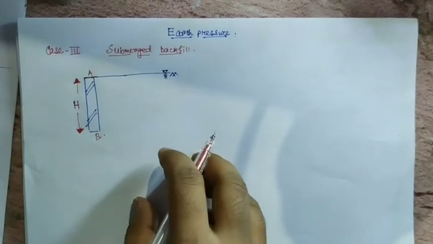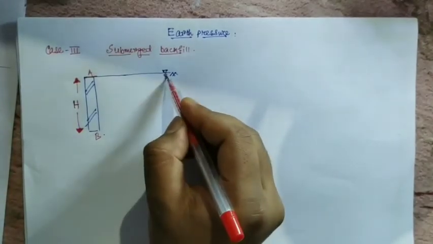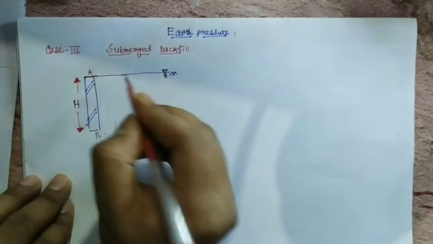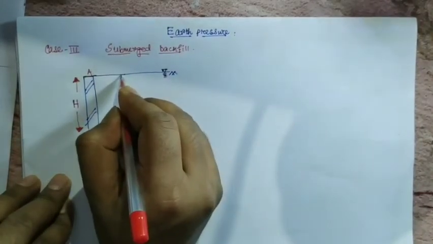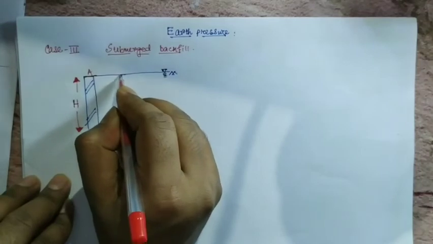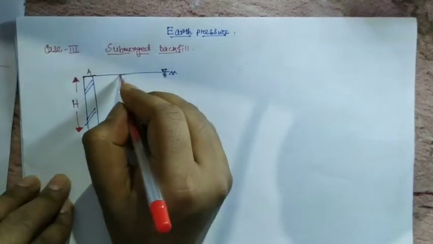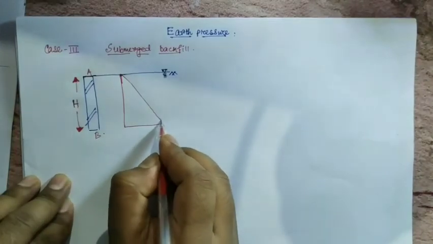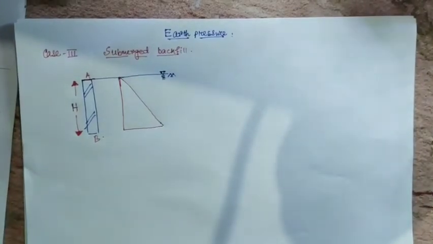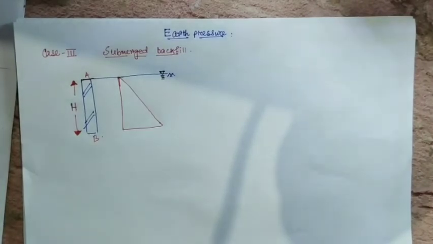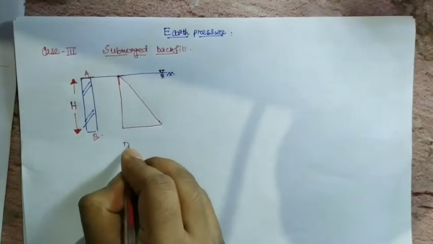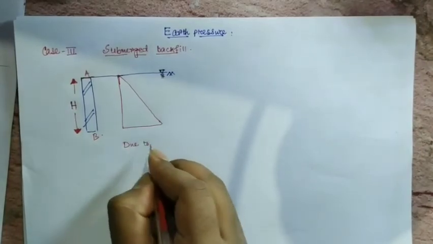So now look, because water is present, there will also be a pressure from the water side. So suppose this is the pressure diagram of soil solid. As I told you, the pressure diagram is triangular. So this is the pressure diagram for soil solid. We can write here simply due to solid.